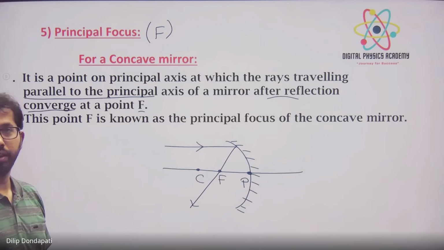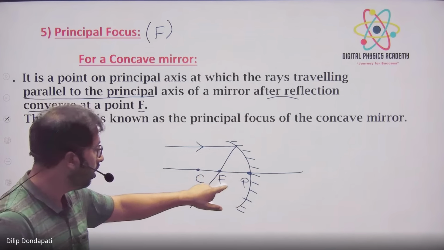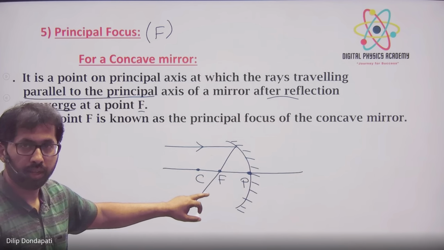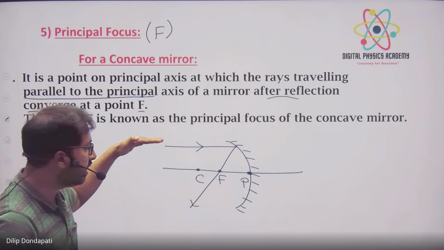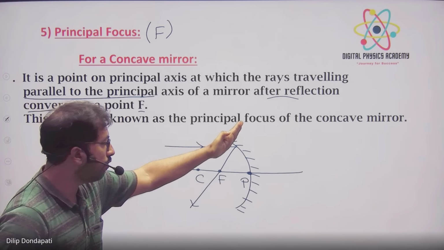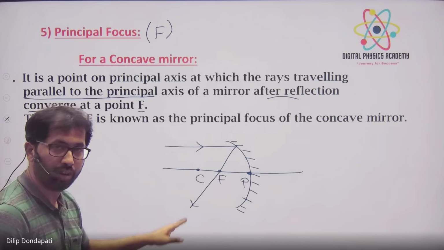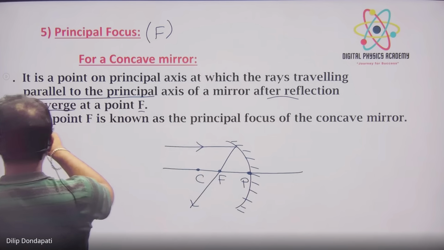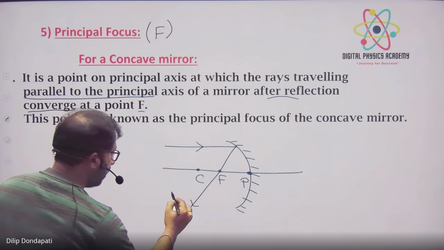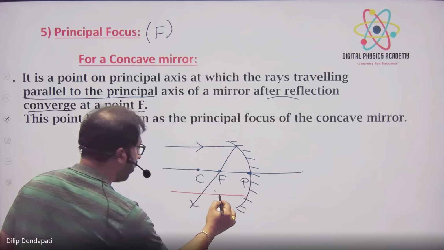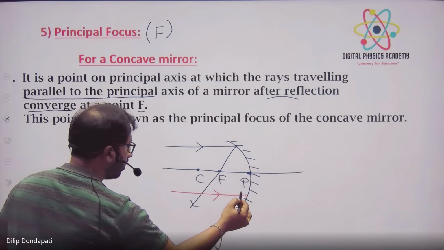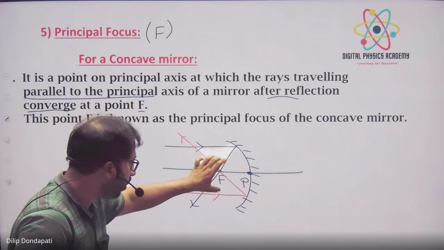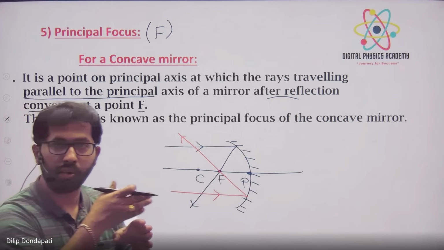Converging at one point, this point is called principal focus. This point lies on the principal axis only. So it is a point on the principal axis. When a ray of light incident parallel to the principal axis, after reflection passes through one point, converges at one point, that point is called principal focus. Similarly here also, if I incident parallel to the principal axis, after reflection it passes through the focus. This is converging, always converging. Converging means meeting at one point, right?